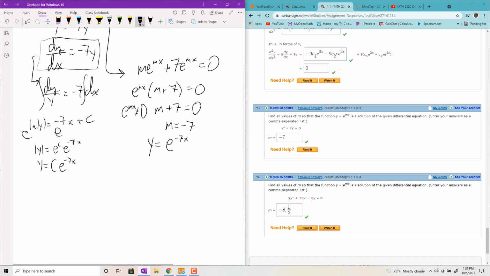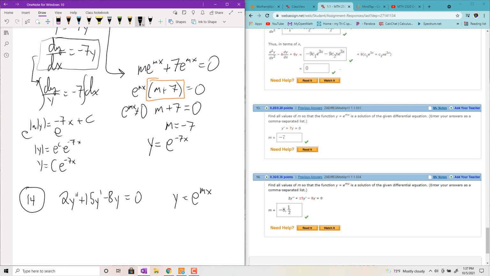Okay. Then number 14 is the same deal, and this becomes the way we're going to solve these differential equations. This thing right here is going to be called the auxiliary equation, and it tells you information about the solution. So anyways, let's look at number 14 as well. 2y double prime plus 15y prime minus 8y equals 0. Again, we want to find the values of m such that e to the mx is a solution.